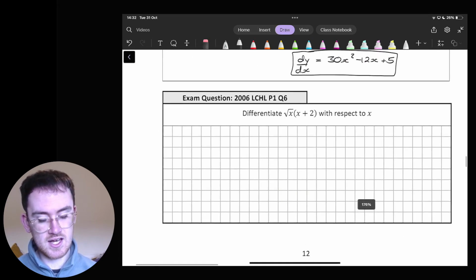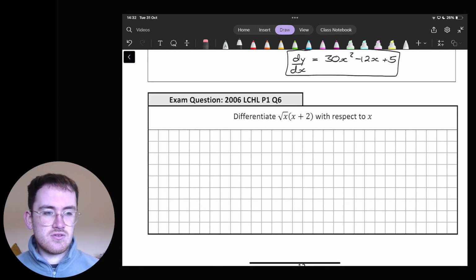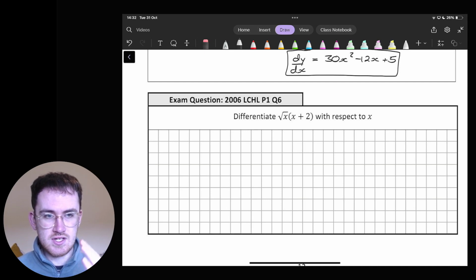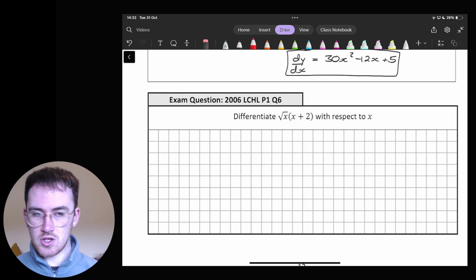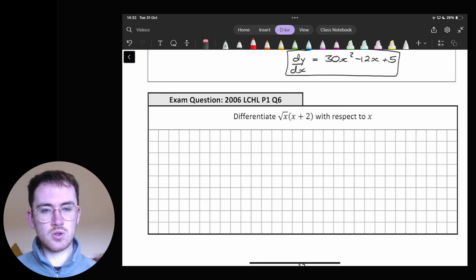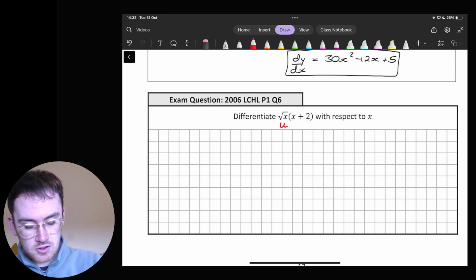So let's have a look now at an exam question. So with both the product rule and the quotient rule we're going to look at after, it really is just a case of here's the formula or here's the little rule that we use. Now just make sure you're following the steps each time. So in this question, again, we could multiply out beforehand or we can use the product rule. So looking at it here, we'll maybe call this u and we'll call this v.